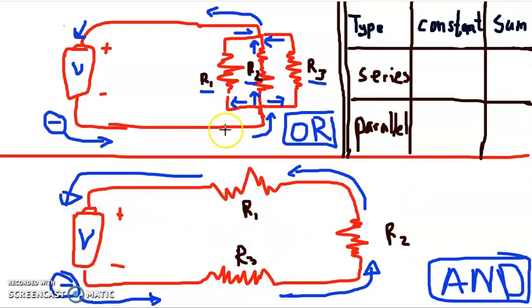So let's think about this. This only has one path. Let's picture a river. There's only one channel for the water to flow down. All of the current is going to flow through that one channel. That seems fairly obvious. So in a series, this is a series one, this is the parallel. In a series circuit, what is constant is the current.